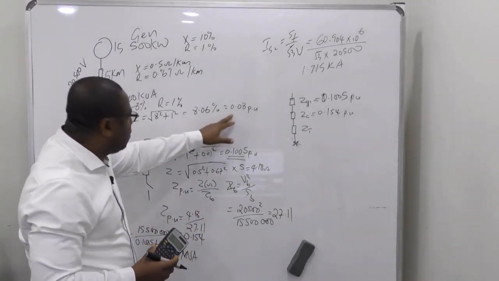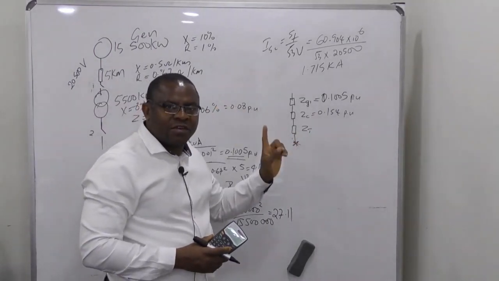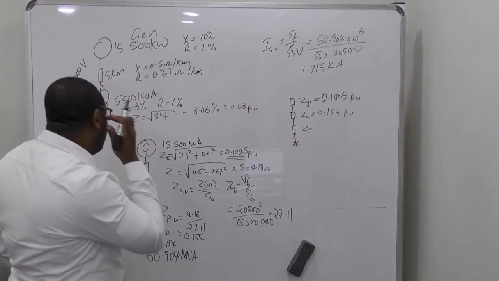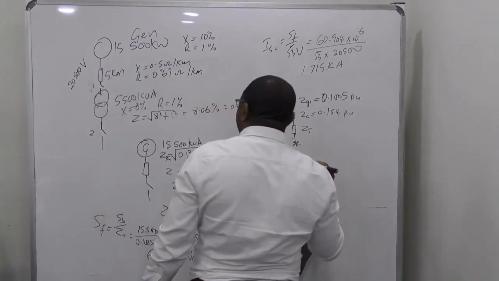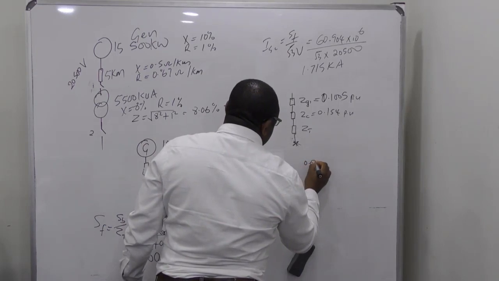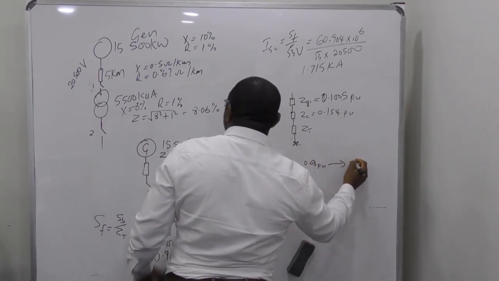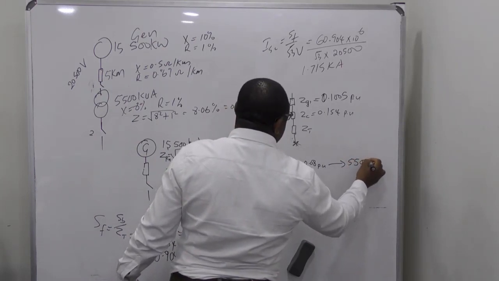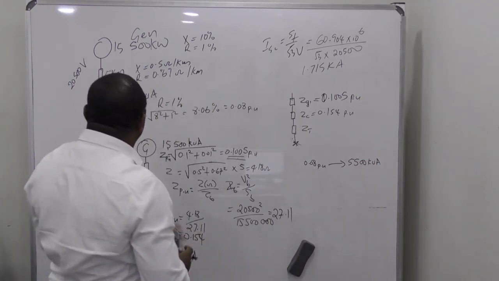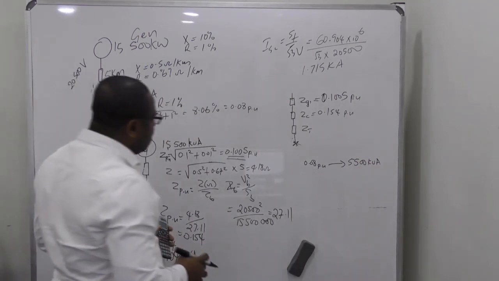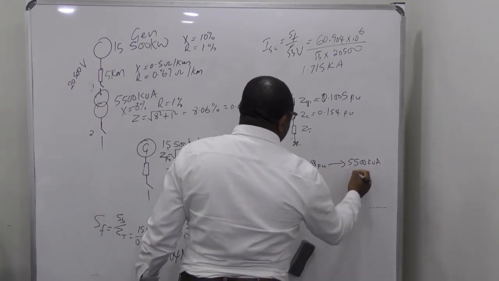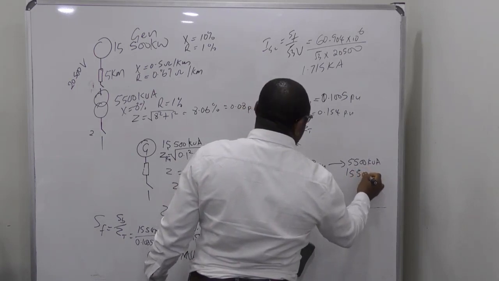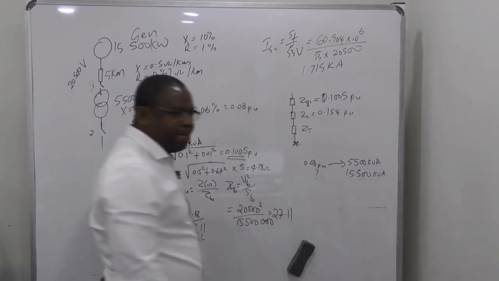So you don't just put this in here. You must update it to a common base, so that we have a common base all through. So what we do now: 0.08 per unit is based on 5,500 kVA. So what will it be if you update it to 15,500 kVA?